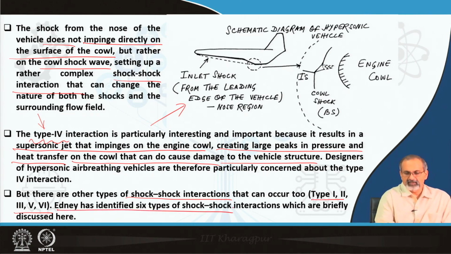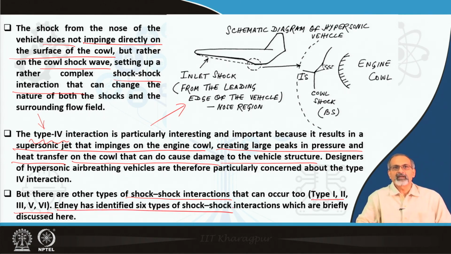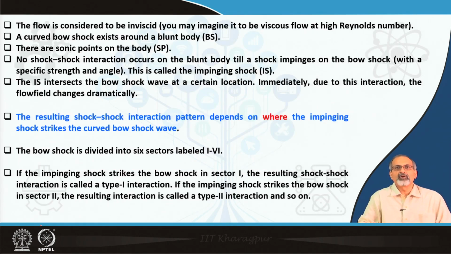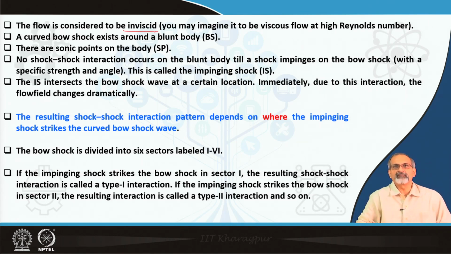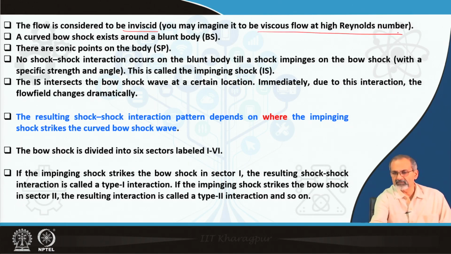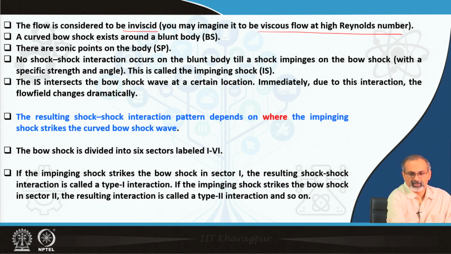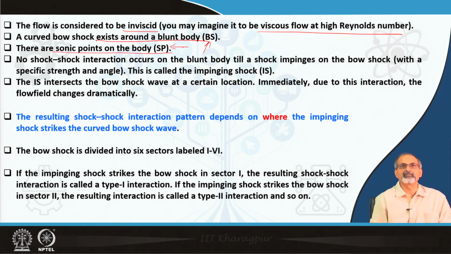This family of six shock-shock interactions was first identified and studied and reported by a famous scientist Edney, and therefore, we often talk about the Edney shock-shock interaction. As I mentioned earlier, we consider the flow to be inviscid, imagining it to be a viscous flow at high Reynolds number. The curved bow shock exists around the blunt body, we will call it BS, the bow shock. The sonic points which exist around the body will be called SP.